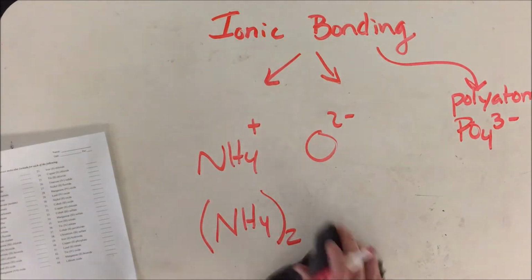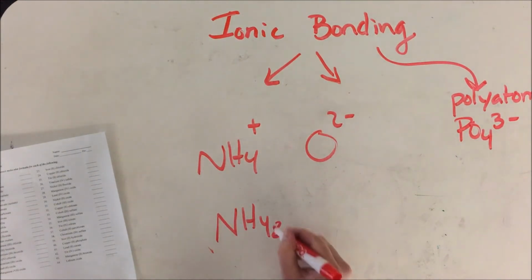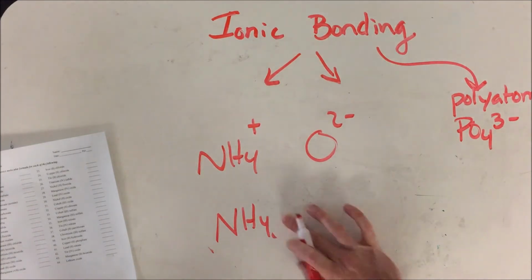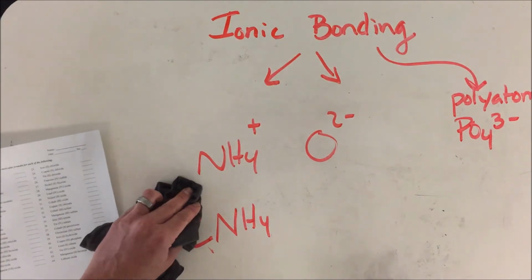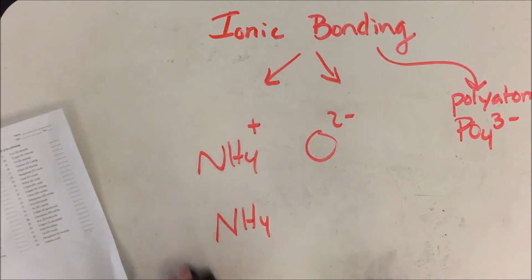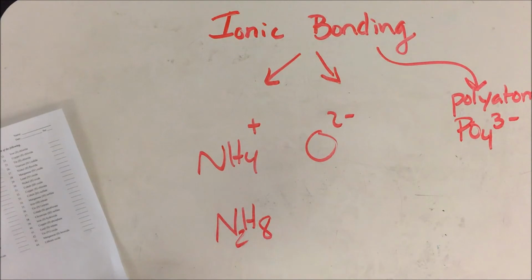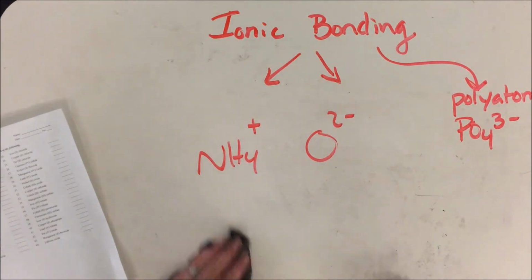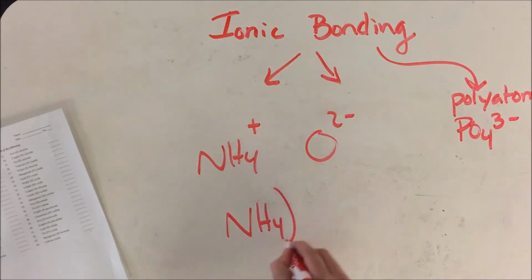Some people will do something like this. All of a sudden I have 42 hydrogens. That doesn't make sense. Some people do something like this. Nope, technically that doesn't work either. That's something that will be done later. Some people will distribute the 2. They'll say something like this. No, that is completely a different molecule. So therefore, we can't do that either. The only proper way to indicate multiple polyatomic ions is with parentheses.